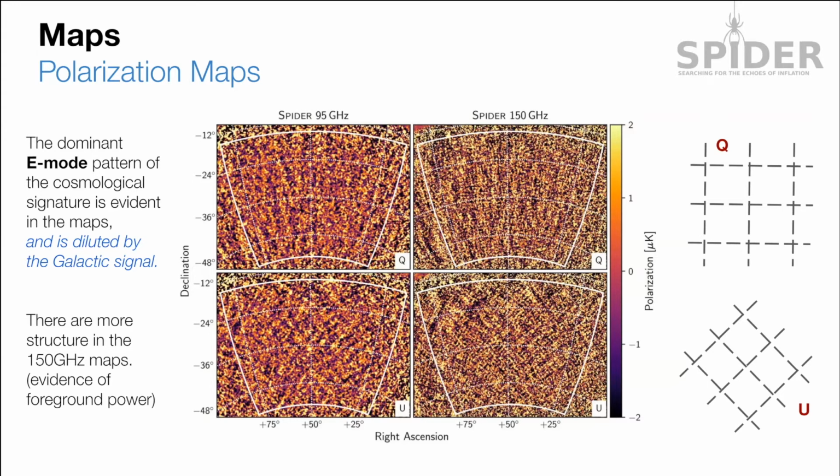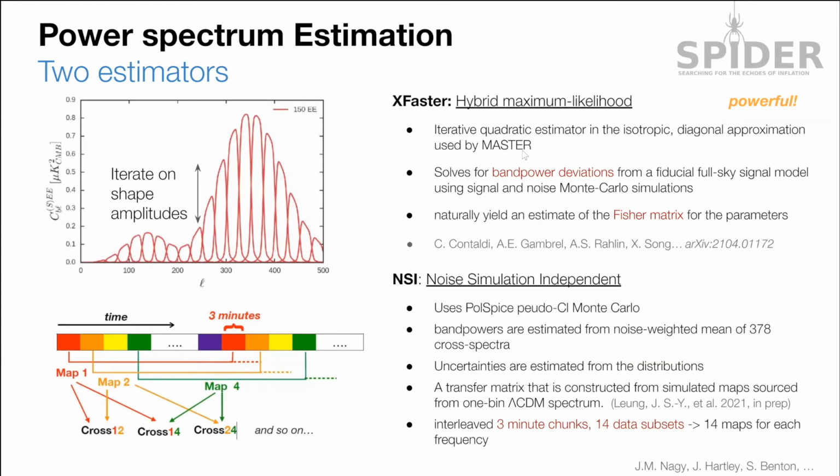Okay, so now we have the maps made. We're going to talk about the spectrum estimation next. We used 2 power spectrum estimators to analyze these maps. One of them is the XFaster pipeline, which is the main pipeline that we use, and it is very powerful.